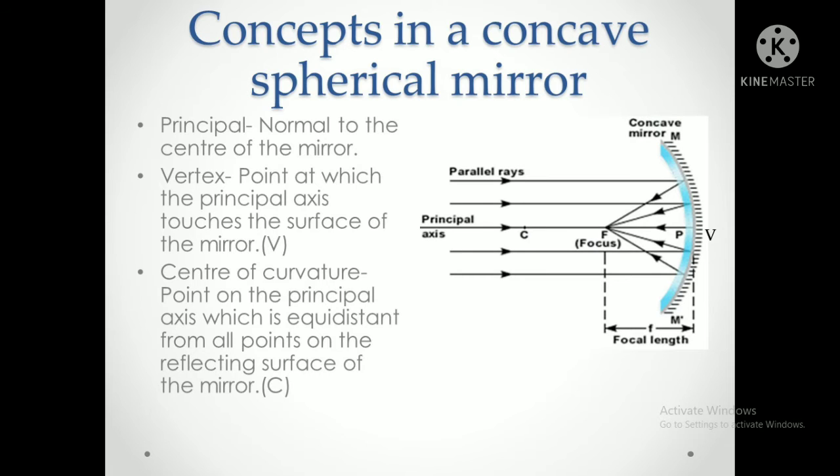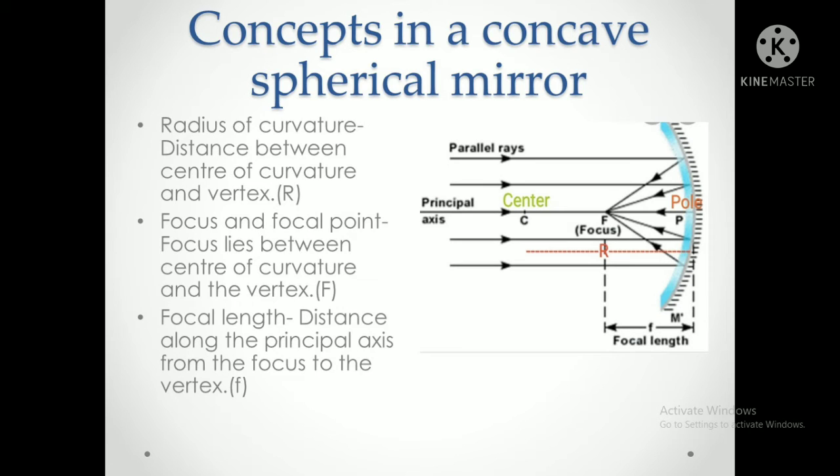Okay, now more concepts are there. Let's see radius of curvature. What is radius of curvature? See, capital R is written there, isn't it? This is nothing but the distance between the center of curvature and the vertex V. Okay. Then focus and focal point.